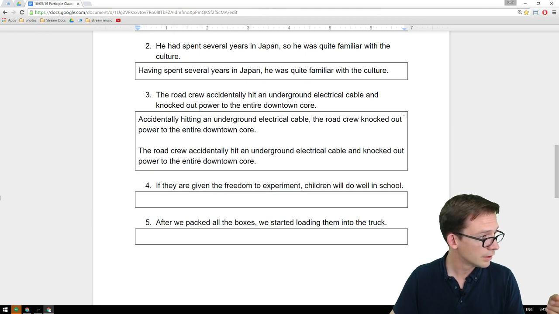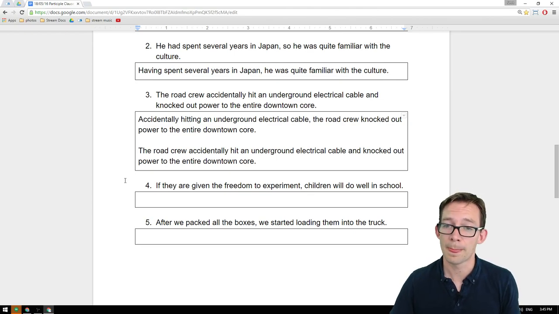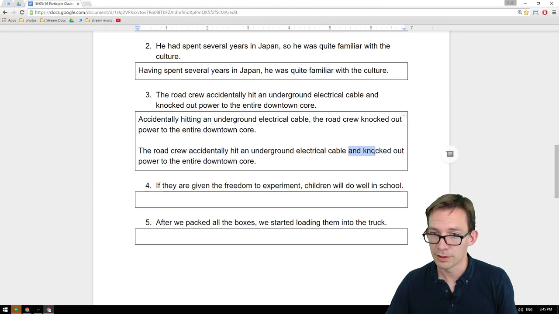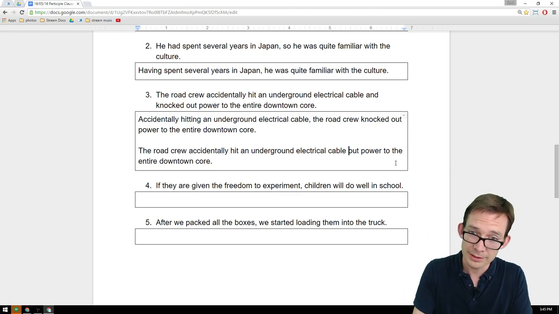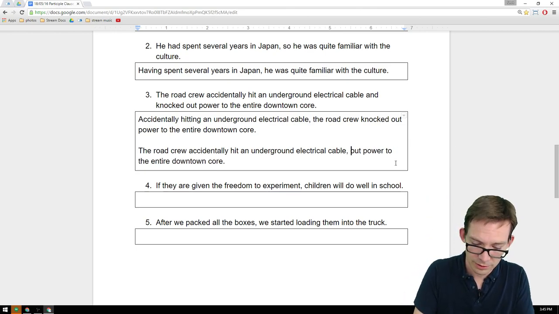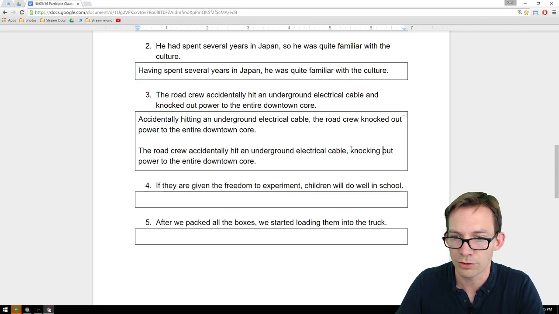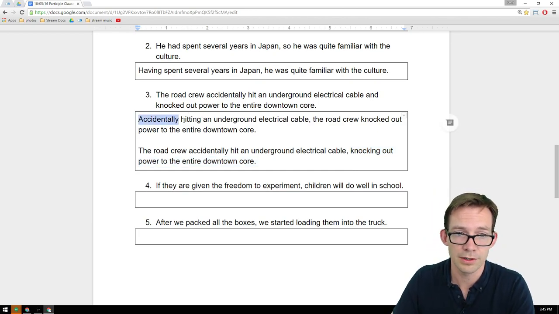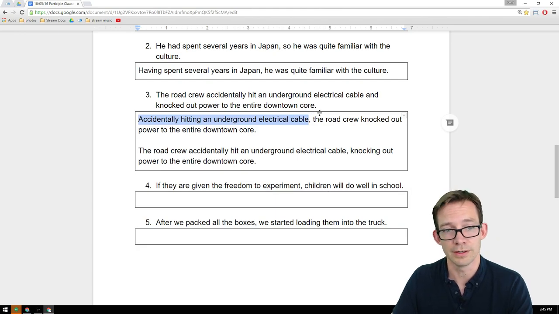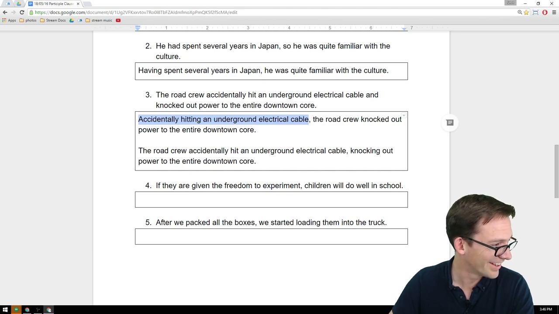Now, Chateau 7 did it like this, and that's good. Another way you can do it is I'm going to take this last part, and I'm going to turn that into the result. Okay, so the road crew accidentally hit an underground electrical cable. Take that away, put the comma, and say knocking out power to the entire downtown core. Now, in this case, that's focusing on the result, right? Here, this is focusing on the reason. Both sentences are 100% correct, beautiful, okay?